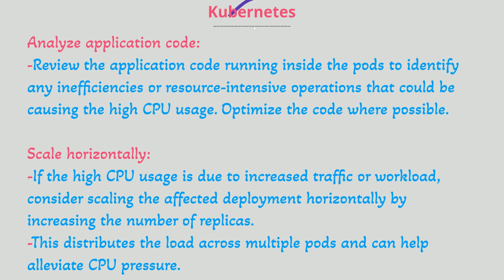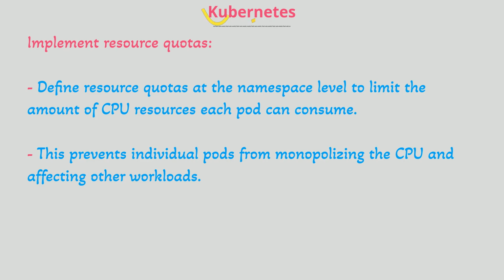Scale horizontally. If the high CPU usage is due to increased traffic or workload, consider scaling the affected deployment horizontally by increasing the number of replicas. This distributes the load across multiple pods and can help alleviate CPU pressure. Implement resource quotas. Define resource quotas at the namespace level to limit the amount of CPU resources each pod can consume. This prevents individual pods from monopolizing the CPU and affecting other workloads.